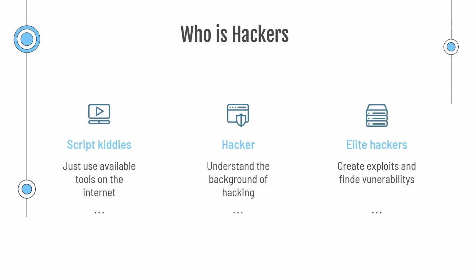Script kiddies are people with no knowledge. They just see some YouTube videos, repeat them, use some tools, and that's all. A hacker is someone who has more knowledge and is more capable than script kiddies. And elite hackers are people who can get exploits, find vulnerabilities, and make tools. Script kiddies and hackers use what the elite hackers share with them.